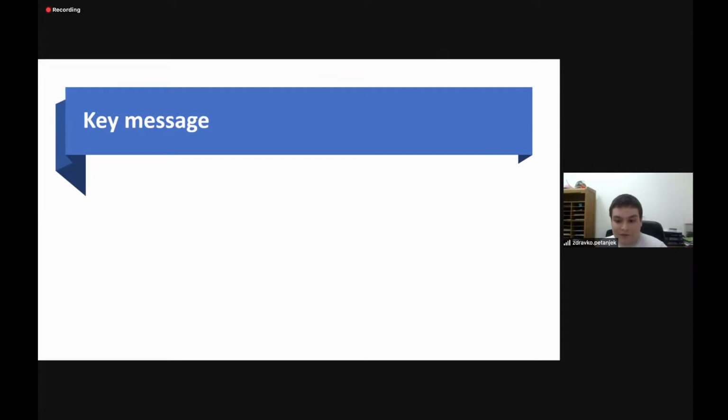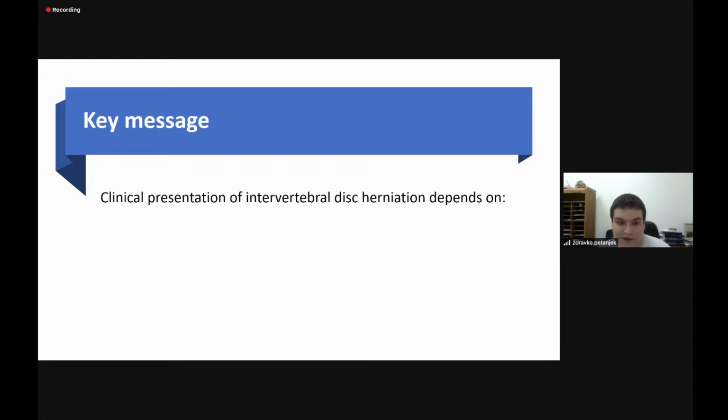And finally, to conclude, the key message from all of this is that the clinical presentation of the intervertebral disc herniation depends on three factors, which can all be understood by knowing basic anatomy. First, the clinical presentation depends on the part of the spine affected, whether it's the cervical spine or the lumbosacral spine.